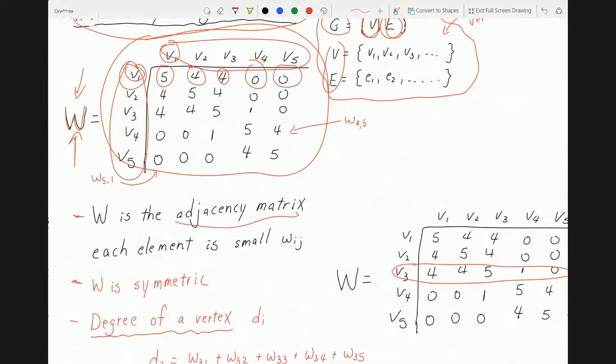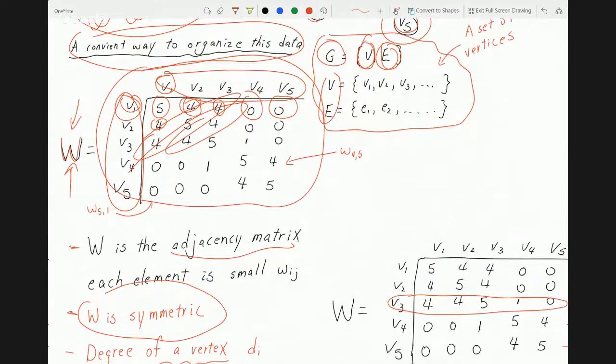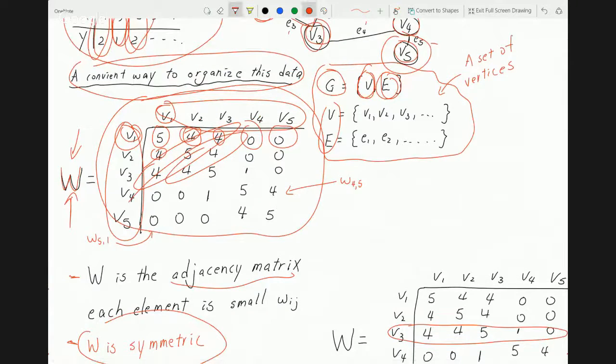Now, notice that this is symmetrical. So this is 4, this is 4. Look at that, that's also symmetrical. So it's symmetrical. Well, it makes sense because W45 is the same as W54.